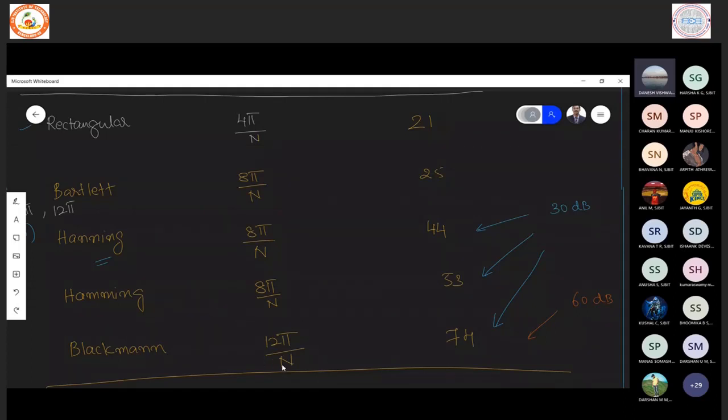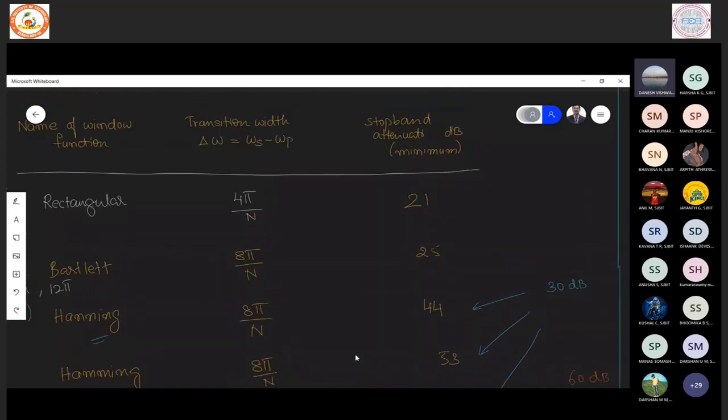We have to be a little careful. So more transition width, higher the order. Rectangular, in that case, is the best one because transition width is very less, but it is a poor performer because attenuation in the stop band is not very high. We want more attenuation. So the choice is very simple.